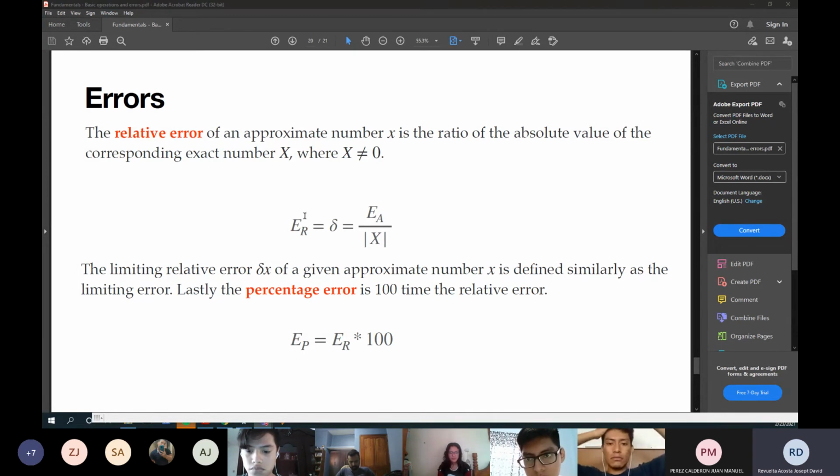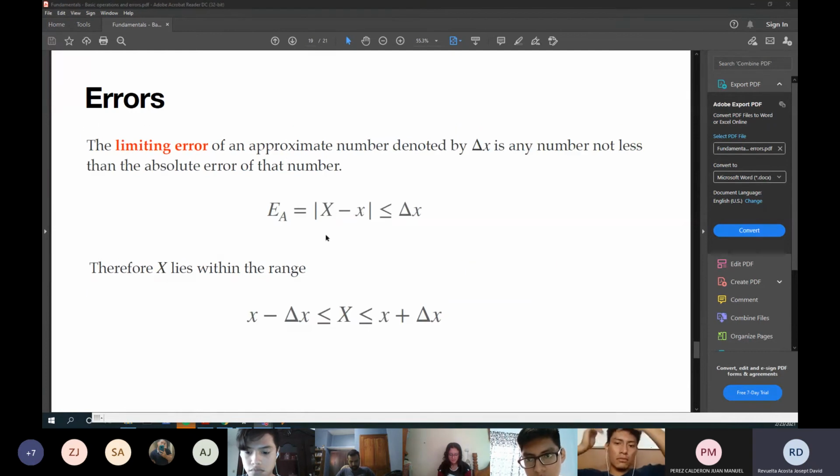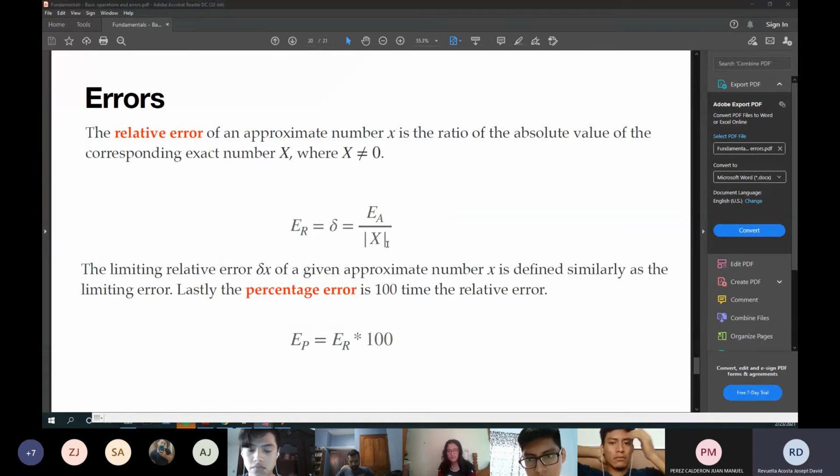Es muy sencillo. Si lo piensan bien, es muy sencillo. Únicamente calculan el error absoluto dividido entre ¿qué? Entre el valor real o el valor exacto. So it's a very simple definition. We also have a definition of the limiting relative error, sigma x, but in this case is sigma, lowercase sigma, of a given approximate number is defined similarly as the limiting error. So in this case, the limiting error is going to be exactly the same, but now it's going to be a function of the relative error.